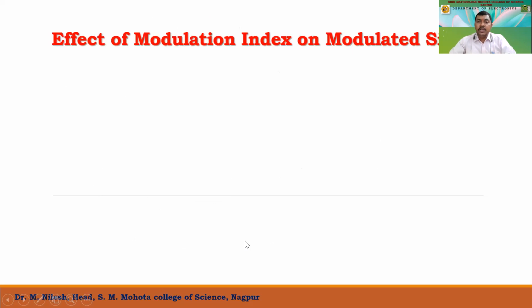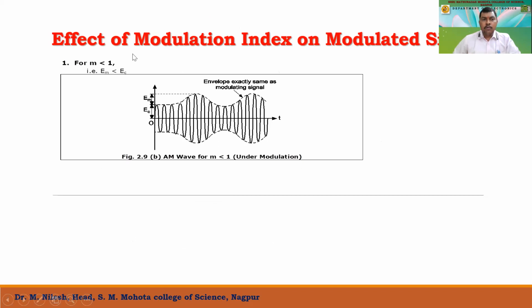Now, what would be the effect? That is what I need to show you. What is the basic effect of the modulation index on the modulating signal? Just look at this. If the modulation index is less than 1, remember this, that is Em is less than Ec, then what happens?